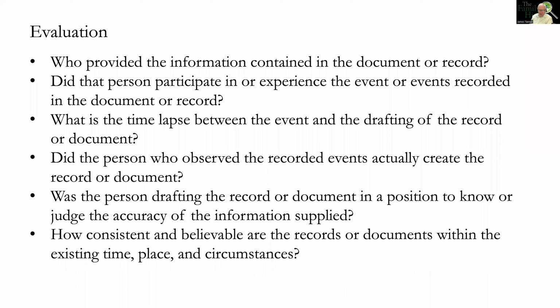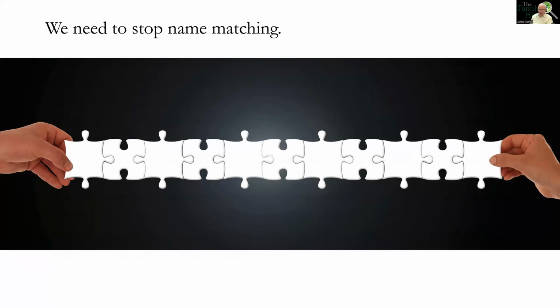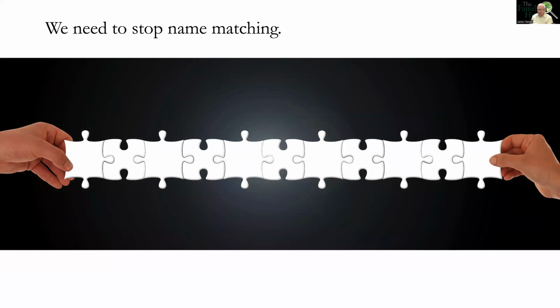How consistent and believable are the records? They have to be consistent and believable. Sometimes it's not consistent and it's totally unbelievable. So we really need to stop name matching. That means just because the guy's name is Joseph Stevenson, for example, that doesn't mean that this is the same Joseph Stevenson.